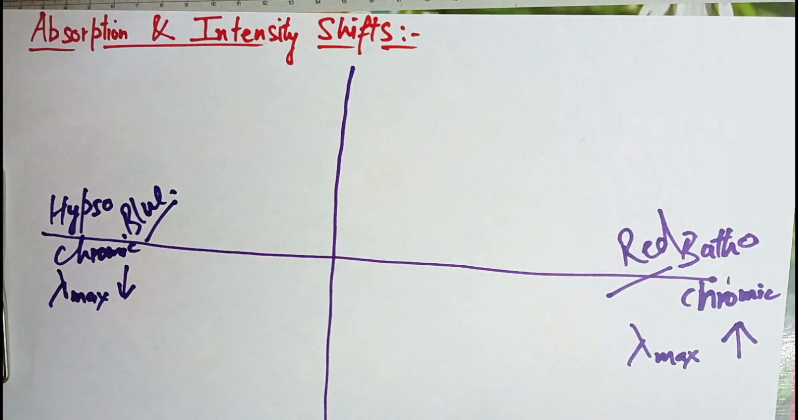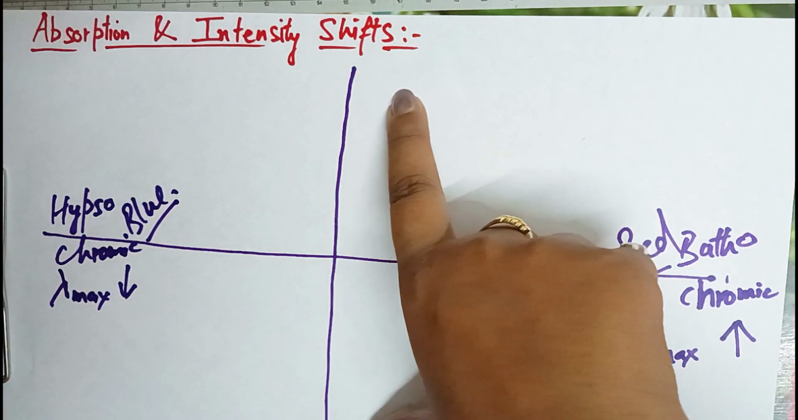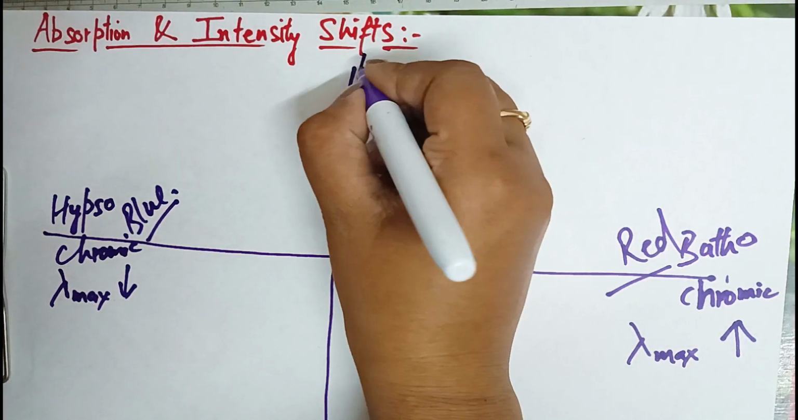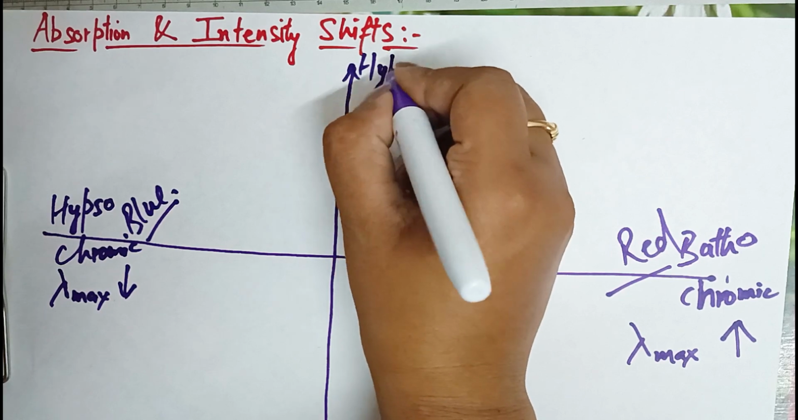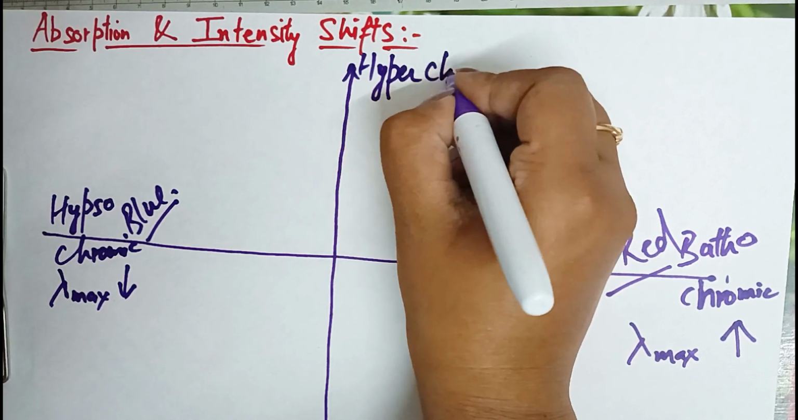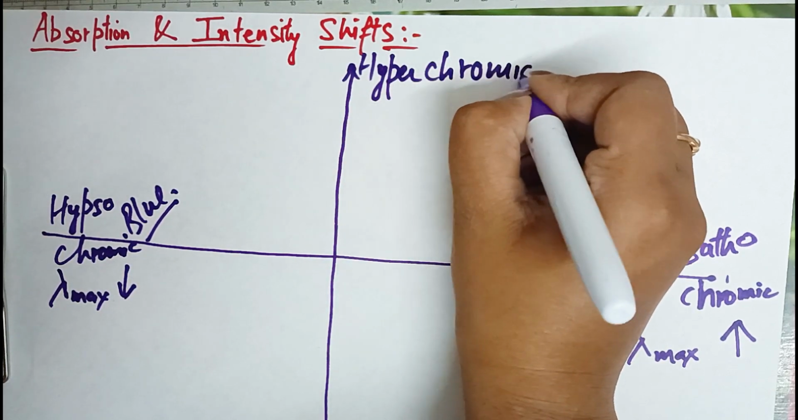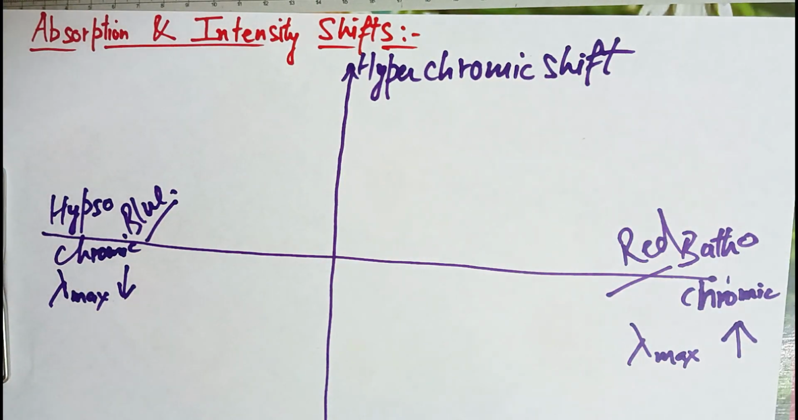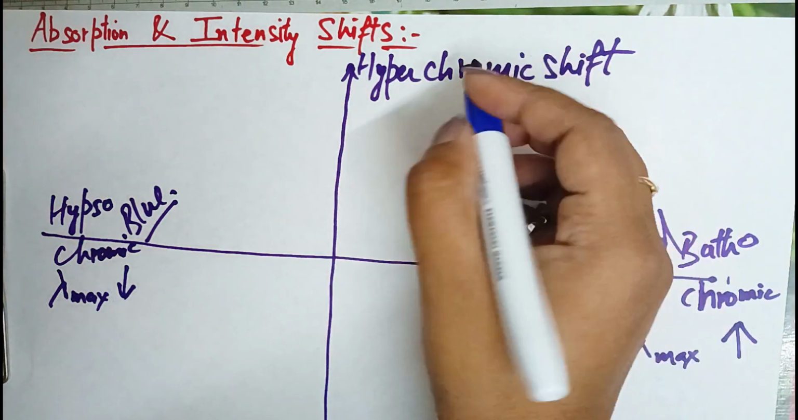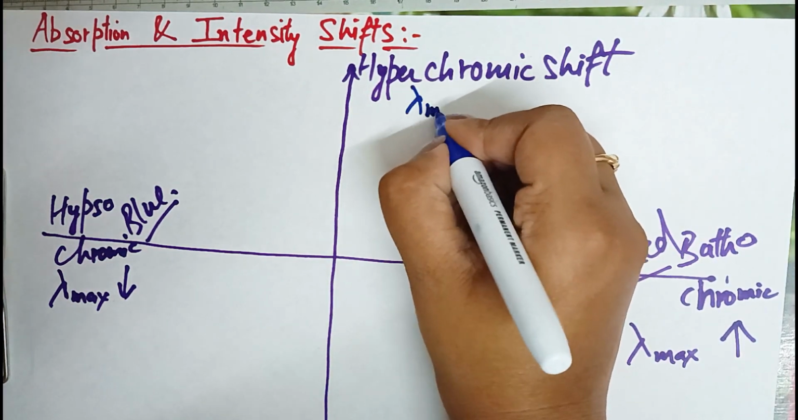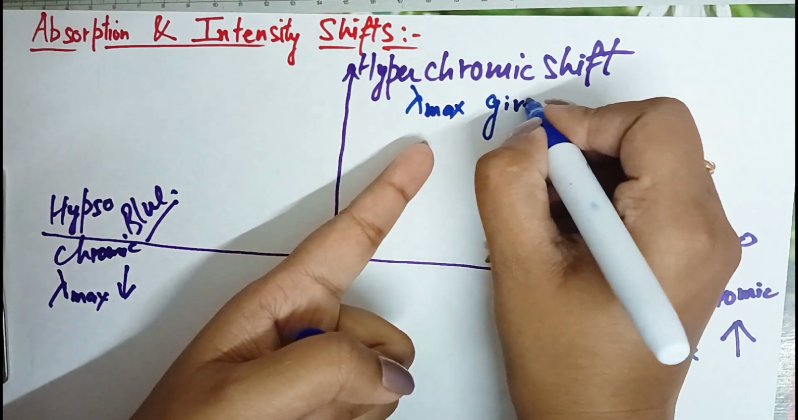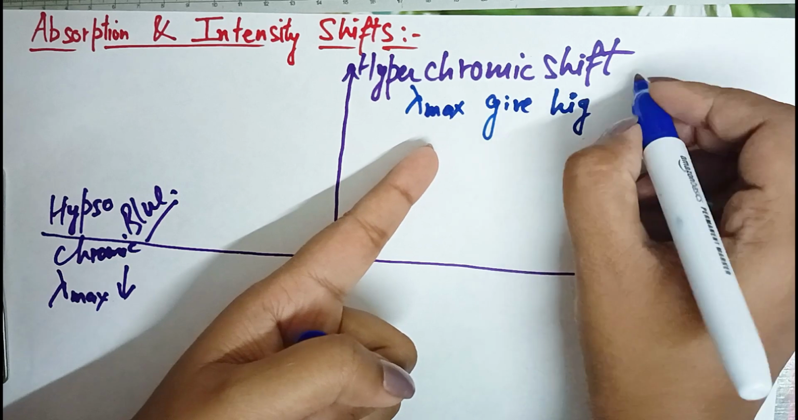Now we are going to discuss the remaining two shifts. So the next one will be the hyperchromic shift. Now in this type of shift, what will happen to the lambda max? Lambda max will give higher intensity.